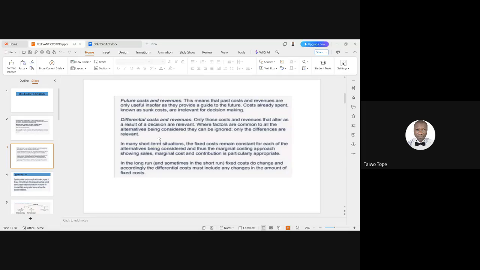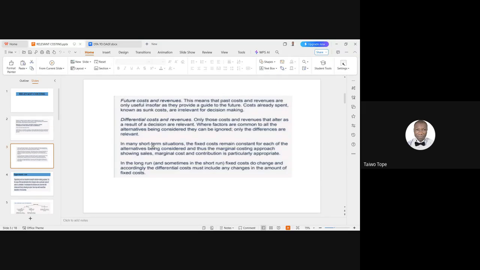It's only the difference based on the decision you want to take at that point in time that will be recognized as relevant cost. So in many short-term situations, the fixed cost remains constant for each of the alternatives being considered. Thus, the marginal costing approach showing sales, marginal cost, and contribution is particularly appropriate. In the long run, fixed costs do change, and accordingly, the differential cost must include any changes in the amount of fixed cost. So the incremental cost in fixed cost is a relevant cost whenever we are solving a question.